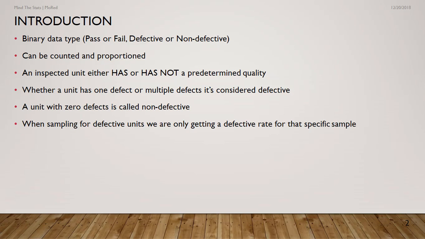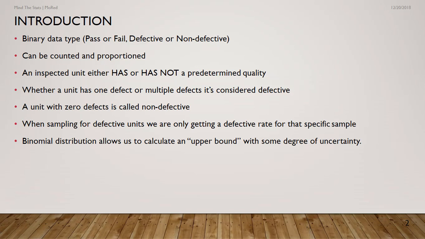When sampling for defective units, we're only getting a defective rate for that specific sample. So to predict the failure rate for the entire population, we're going to do some estimation. Binomial distribution allows us to calculate an upper bound with some degree of uncertainty.